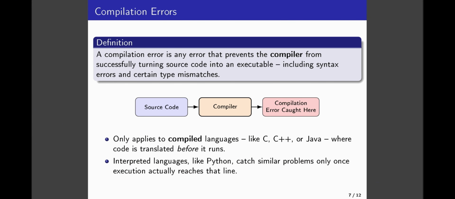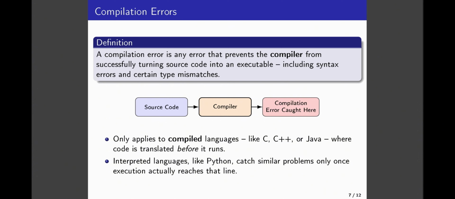Then we have compilation errors, which connects back to something we covered in module 1. A compilation error is any error that prevents the compiler from successfully turning source code into an executable, including syntax errors and certain type mismatches. So look at this pipeline. Source code goes into the compiler, and if something's wrong, the compilation error gets caught right here before an executable is ever produced. This only applies to compiled languages like C, C++, or Java, where code is translated before it runs.